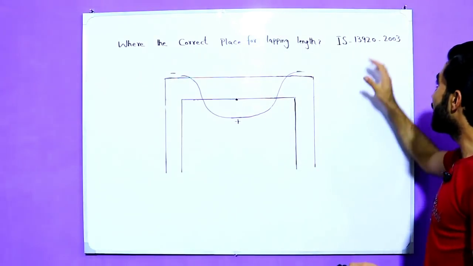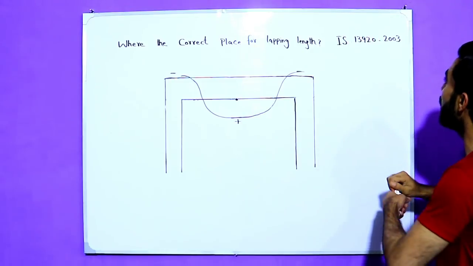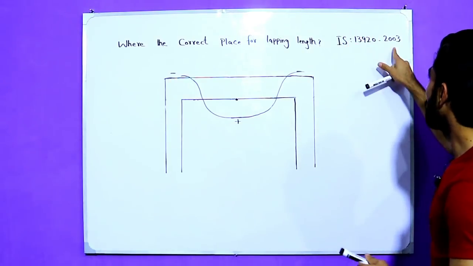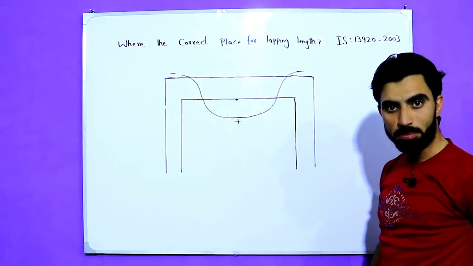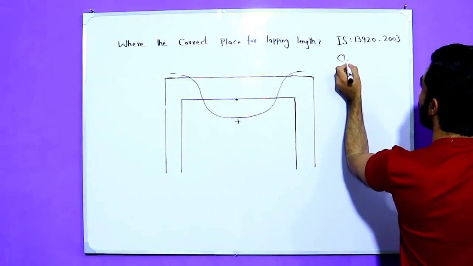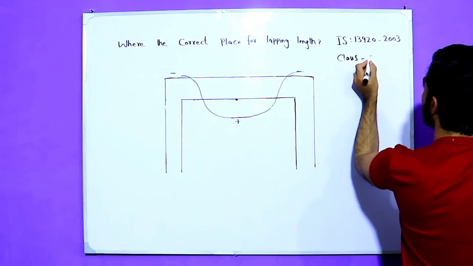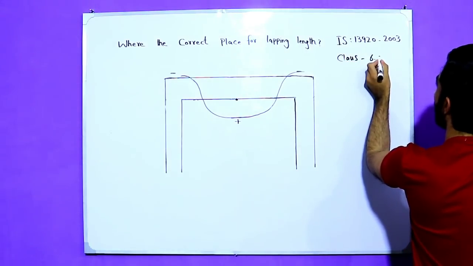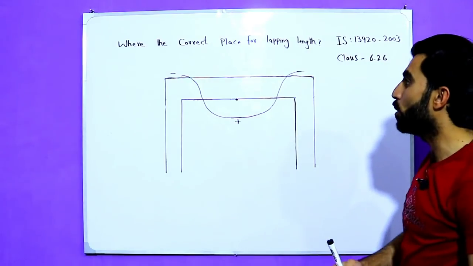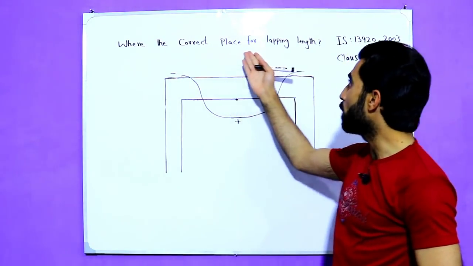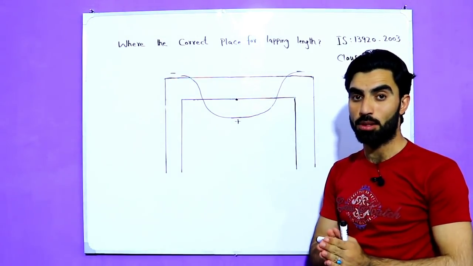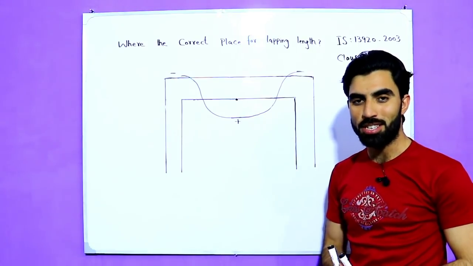So I have the reference IS 13920 2003. So from this reference, our clause 6.2.6. With this reference I will give you information where is the correct place for lapping length, or where we can provide lapping length. This is the topic for today.